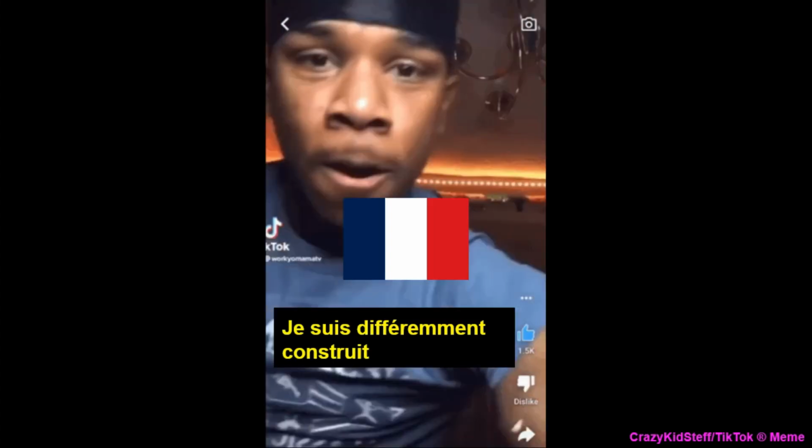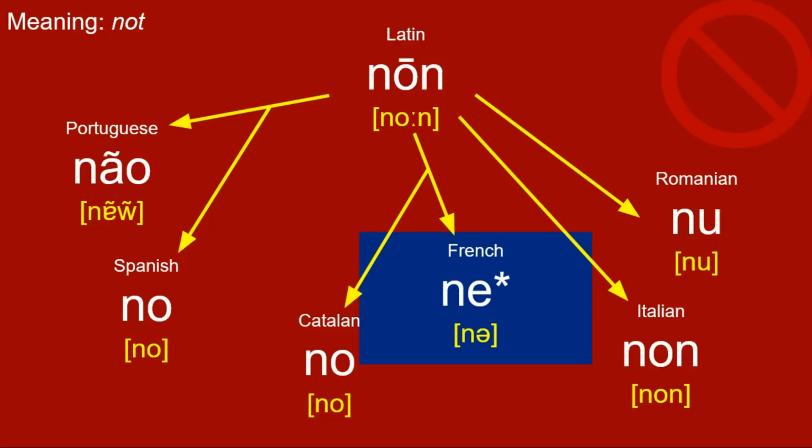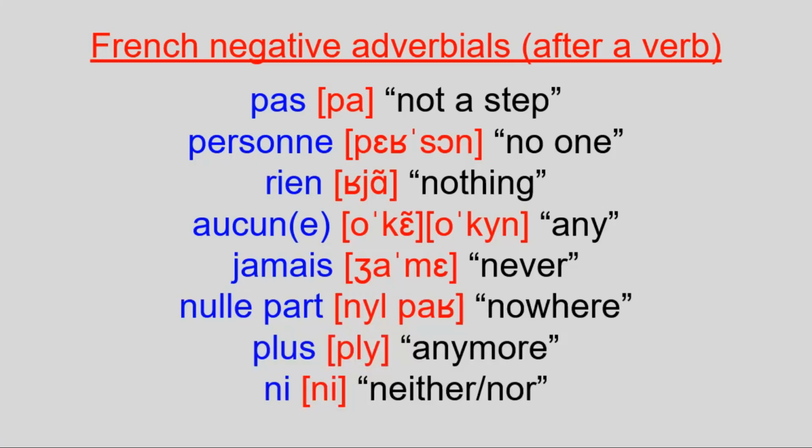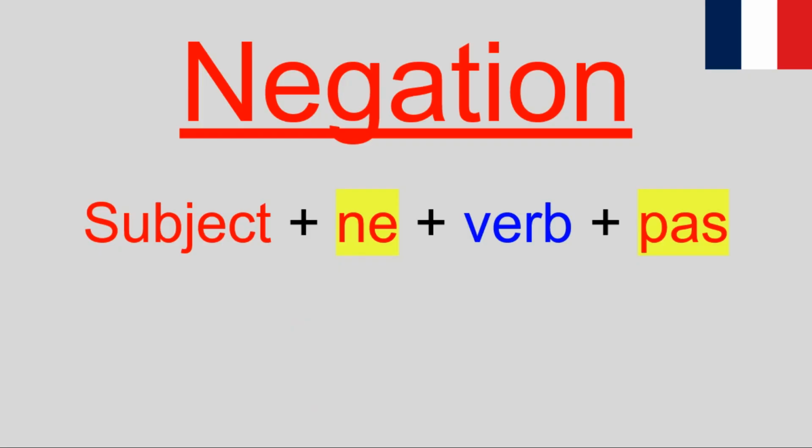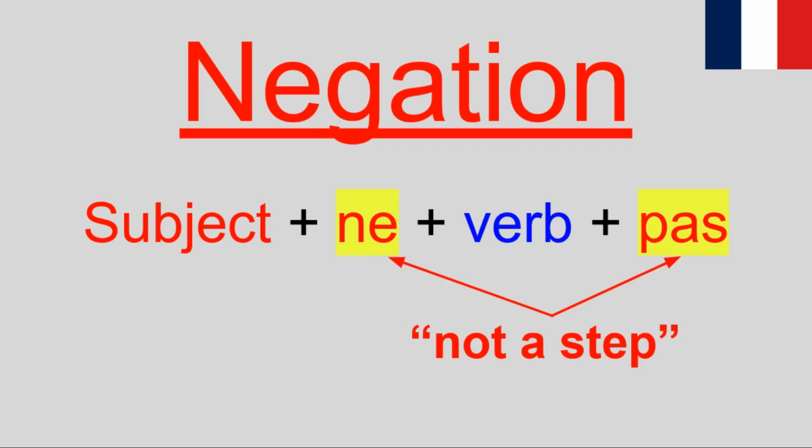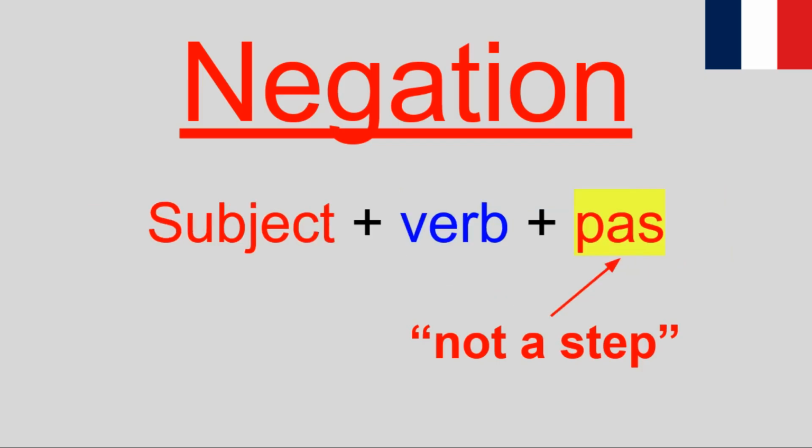But French had to be different. The particle evolved to ne and still goes before the verb, but you also have to put what's called a negative adverbial after the verb. The most common negative adverbial is pas, which means step. So you're basically saying not a step when you negate a verb, and because of this construction, you can even drop ne in more casual speech.